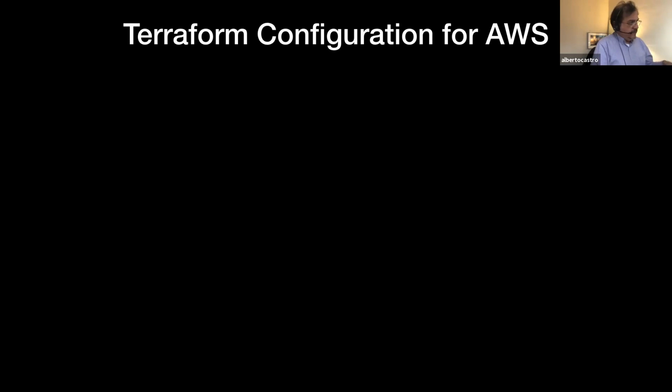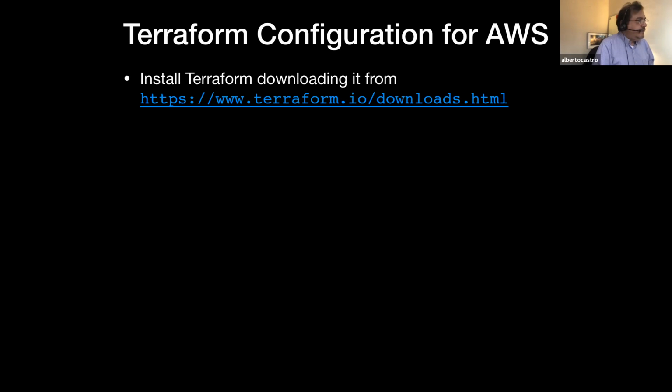Now, very quickly, we're going to go through the Terraform configuration for AWS. This is mostly here for people that may want to do this later on at home, but I'm going to indicate what needs to be done. It's not difficult. You first install Terraform, downloading it from the downloads page at Terraform.io.